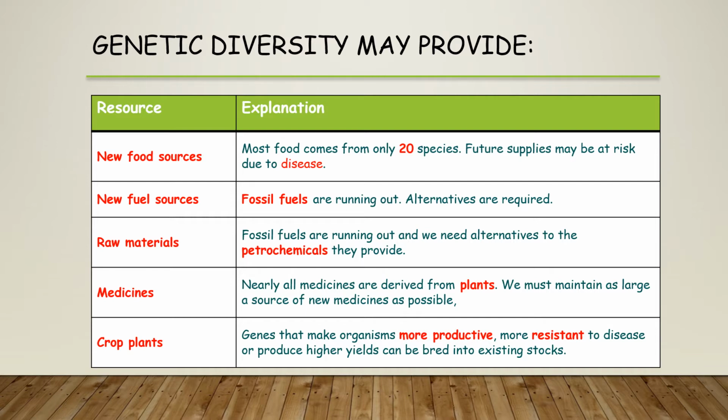New fuel sources. Fossil fuels are running out, so we need alternatives. And the same goes for things like raw materials and the petrochemicals that are provided by fossil fuels. Nearly all of the medicines are derived from plants, and we're still finding some new medicines from plants and species we're finding in those areas of tropical biodiversity. And also crop plants. So the genes that make organisms more productive, more resistant to disease, or produce higher yields can be bred into existing stocks, therefore improving our food production from our existing crop plants.